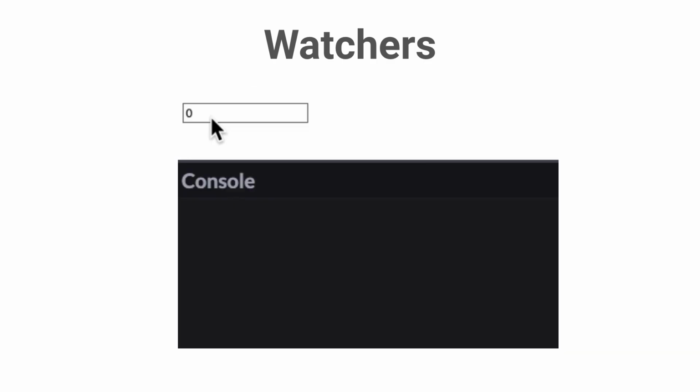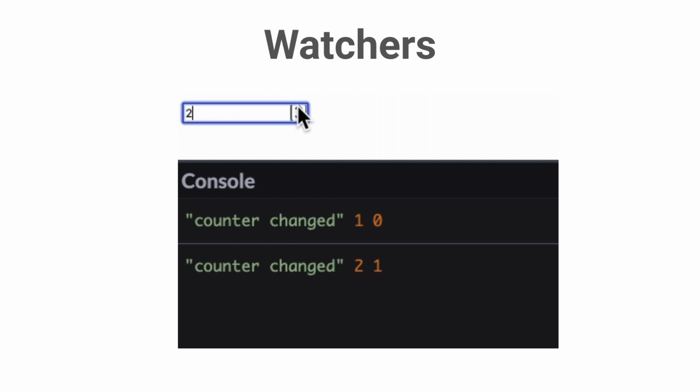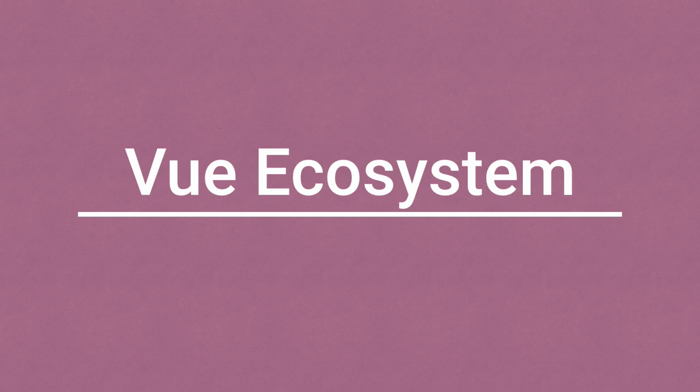Now let's see this in action. We have the same input field. When I click to change, the console.log shows the new value as well as the old value. If I click again, you see both values have changed.